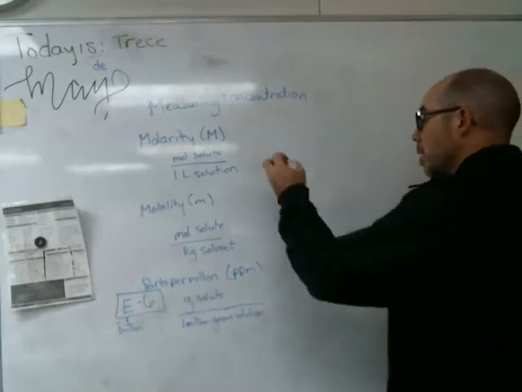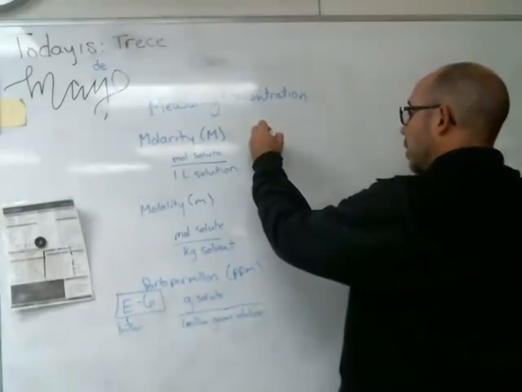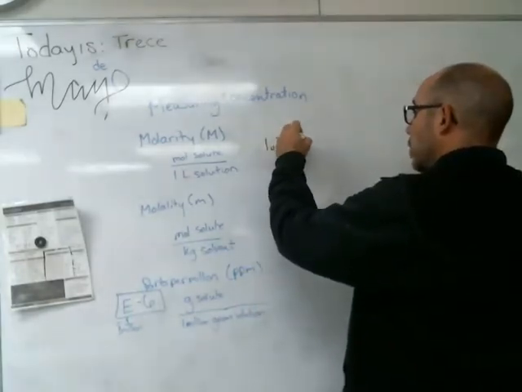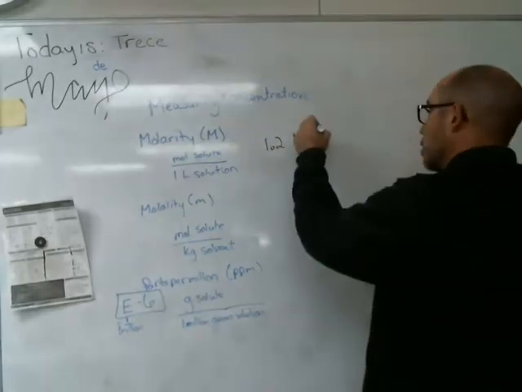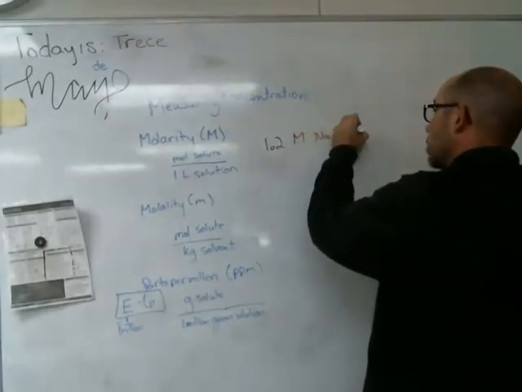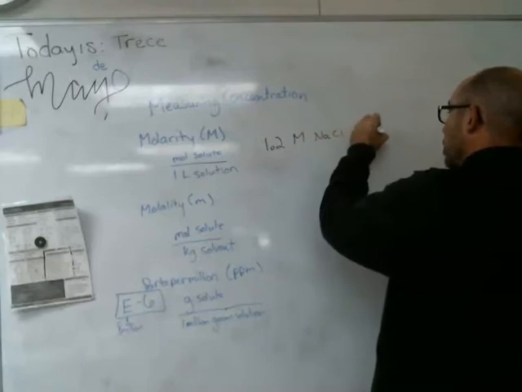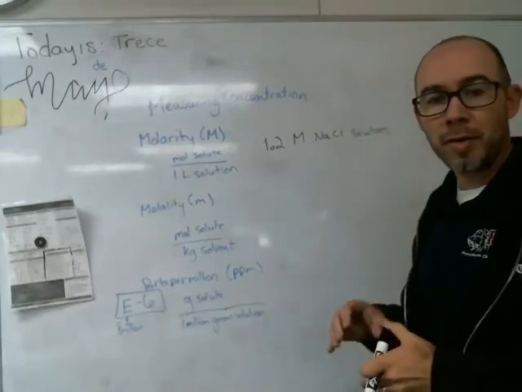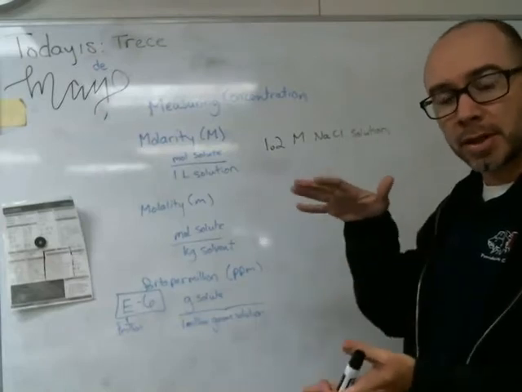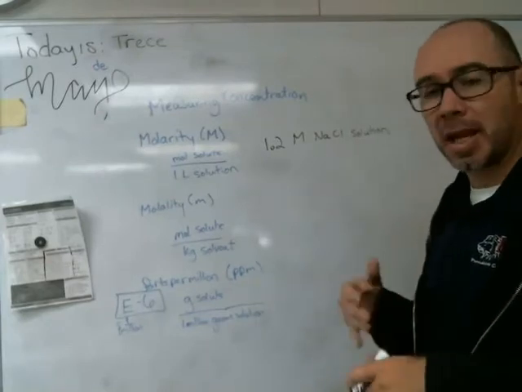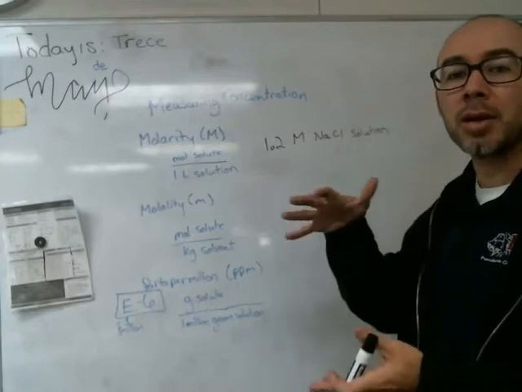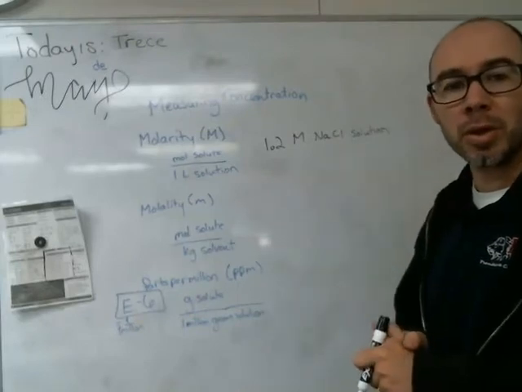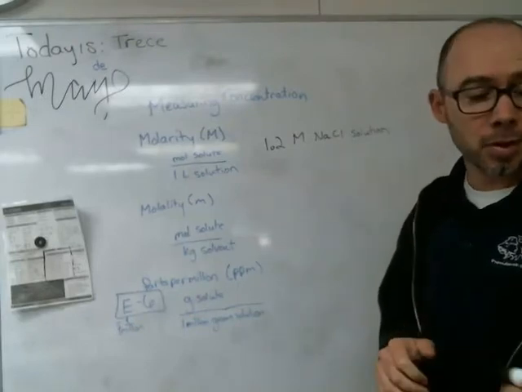So when I say something has, say, a molarity of 1.2 molar, let's say that it's sodium chloride. You know, this is a salt water solution. If I have 1 liter of this solution, it contains 1.2 moles of sodium chloride.